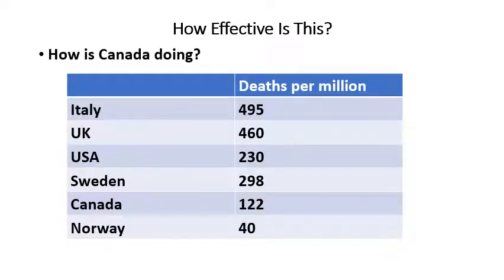Okay, how is Canada doing amongst all of these countries? Let's take a look. All right, so Italy, in terms of deaths per million, we're doing better than Italy, the United Kingdom, the United States, and Sweden, but we're not doing as well as Norway. The Canadian infection rate is somewhere around 122 deaths per million.